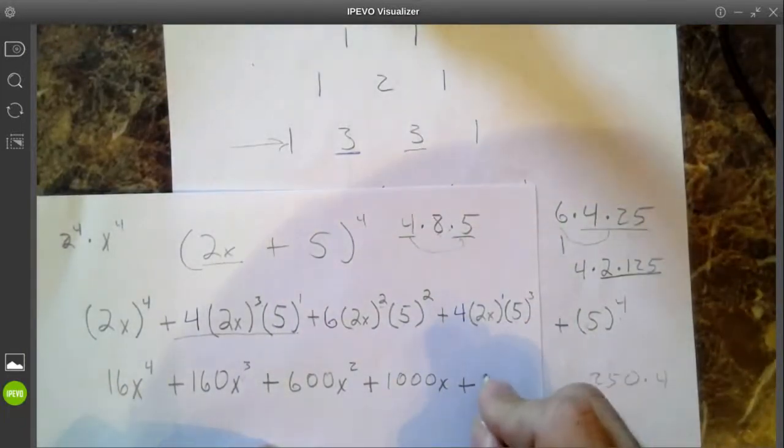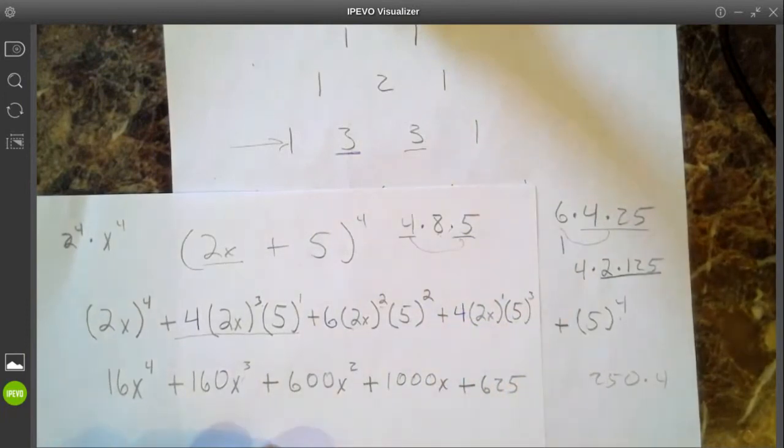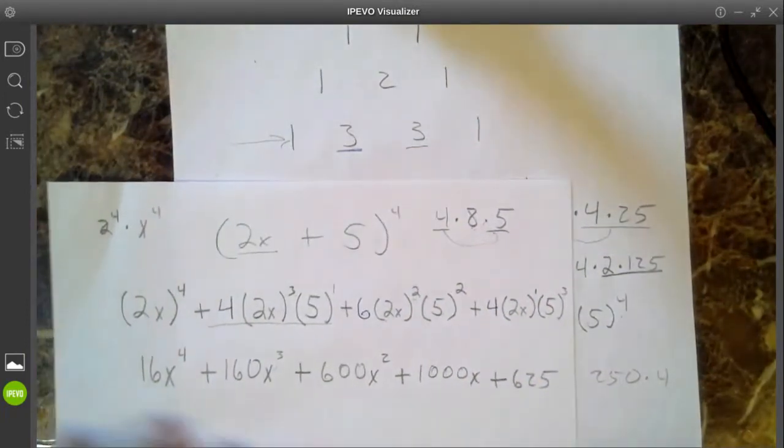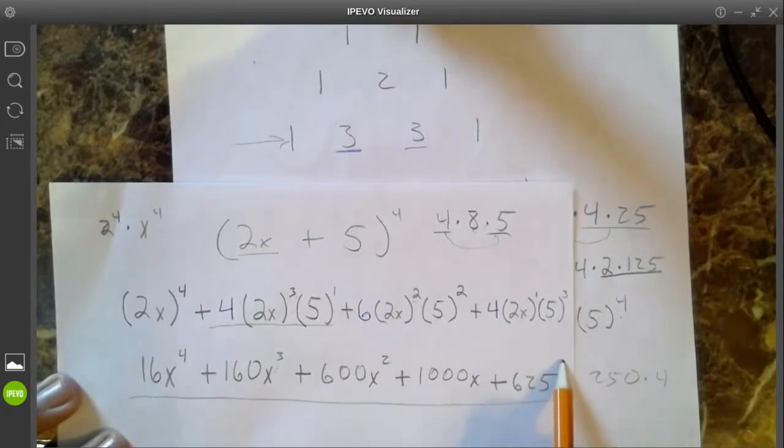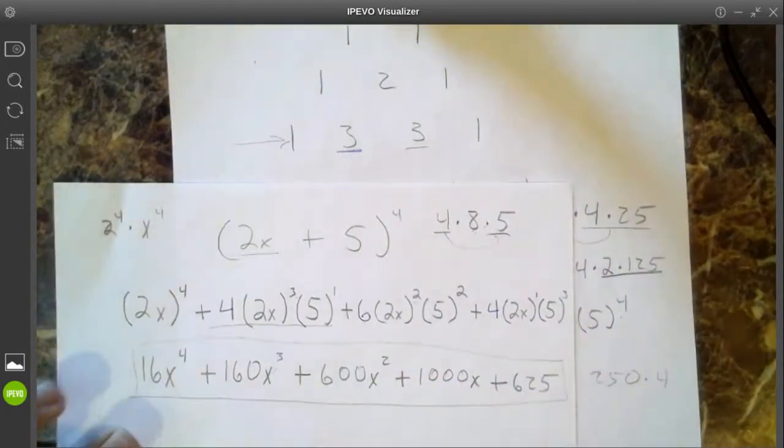I'm just going to pull that out of a hat. It's 625. And that is that. All right, that's going to be our final answer for this example.